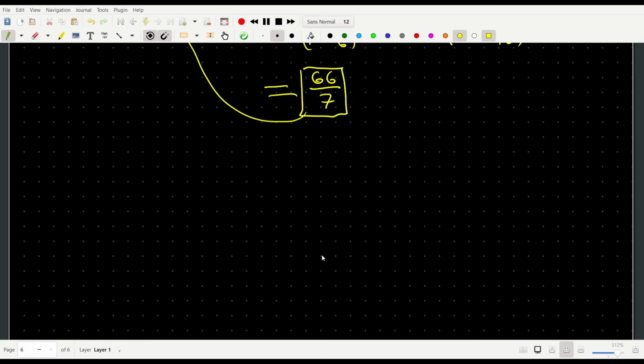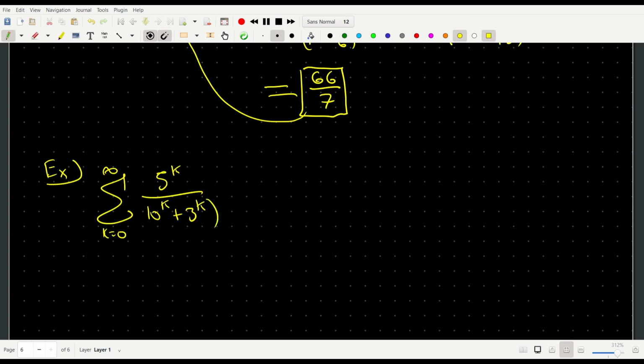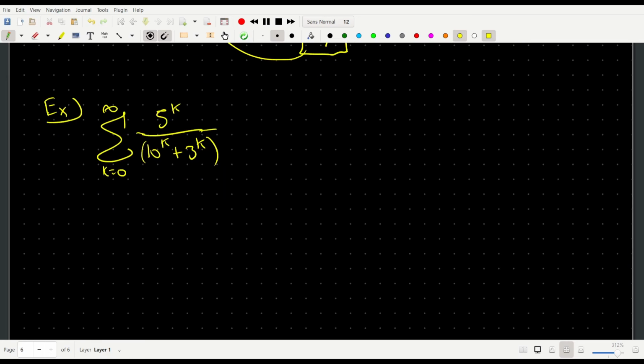For one more final example, let's look at the summation from k equals 0 to infinity of 5 to the k over 10 to the k plus 3 to the k. And I want you to be careful right now, because whenever you're dividing by a summation, you cannot distribute that summation, which is a big mistake that I think a lot of introductory mathematics students, introductory calculus students end up making.